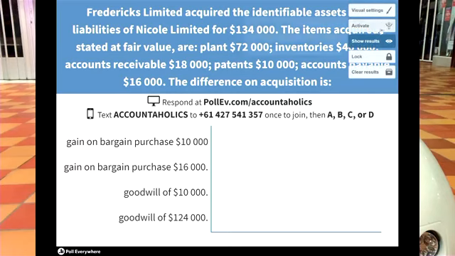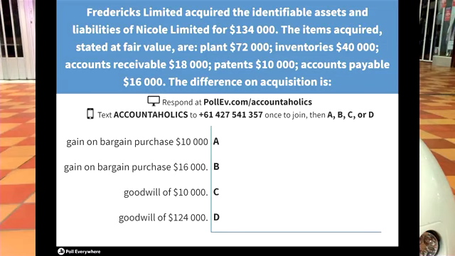Okay, look at this one. I'll give you a second. You probably need 1 or 2 minutes to calculate. There is a little bit of calculation.